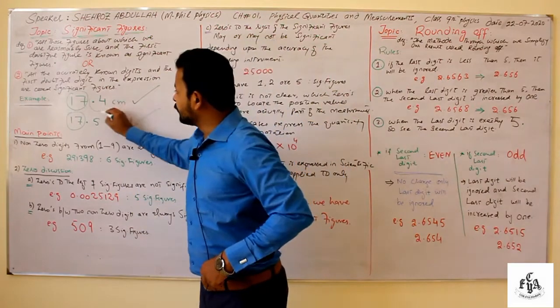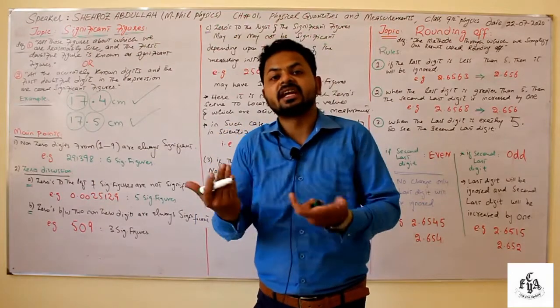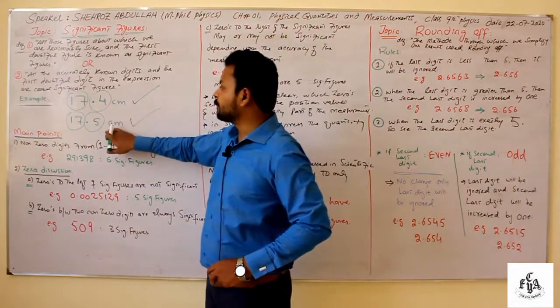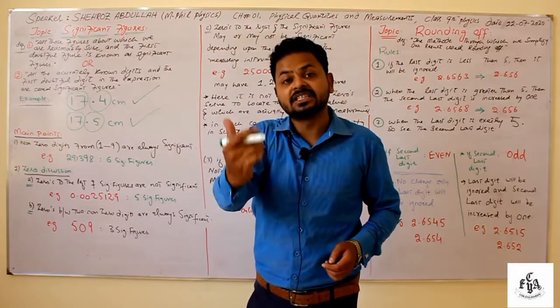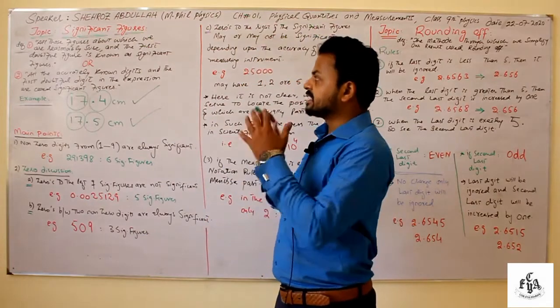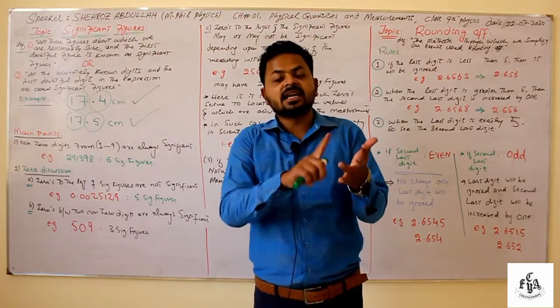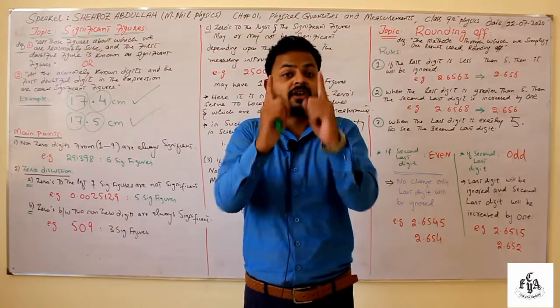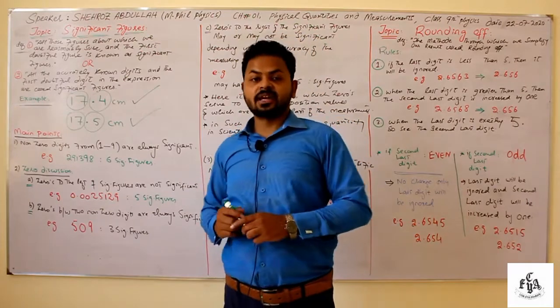Now for this 0.4 and 0.5, we are not sure which reading is correct. This 0.4 and 0.5 are known as doubtful figures or doubtful digits. So this is what we call significant figures. Significant figures include both accurately known digits and doubtful digits, and not all of them, only the first doubtful digit is counted as significant.